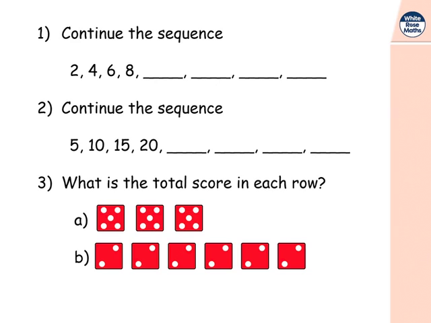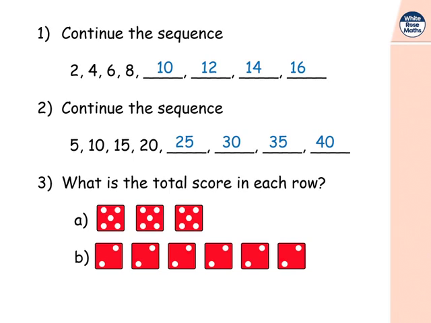How did you get on with those? 2, 4, 6, 8, 10, 12, 14, 16. That's how we continue that sequence. What about 5, 10, 15, 20, 25, 30, 35, 40? Brilliant. Can you see the pattern there?